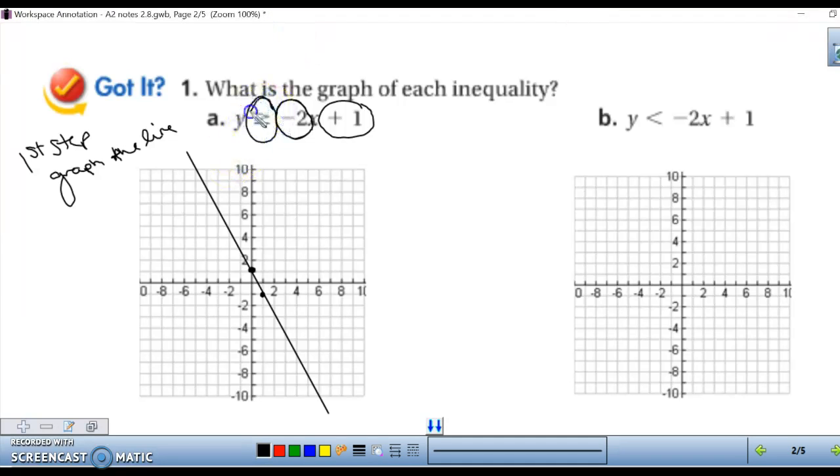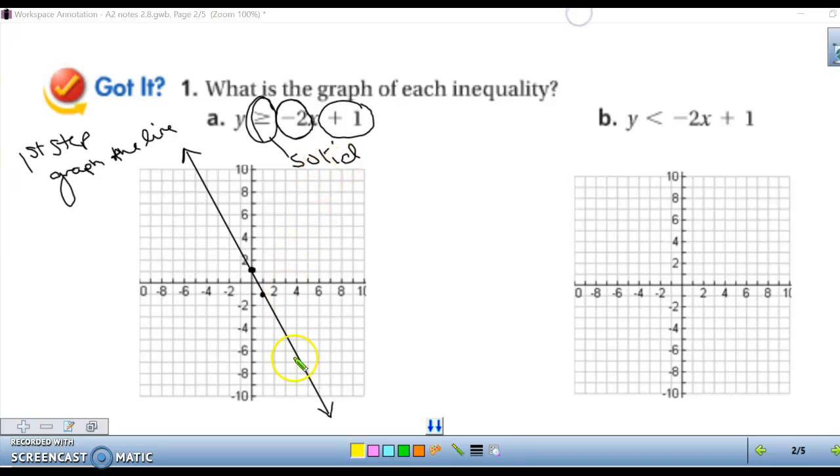Okay, but we're not done. Because this is greater than or equal to, should our line be solid or dotted? It should be a solid line. And because it's greater than, are we going to shade above the line or below the line? We're going to shade above the line. Okay, so just shade that quickly.